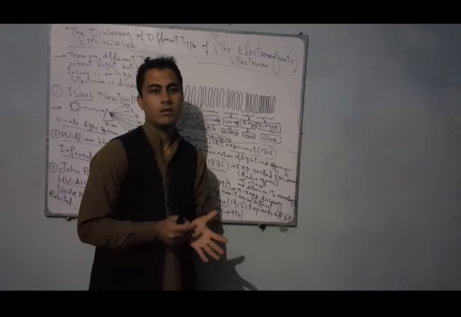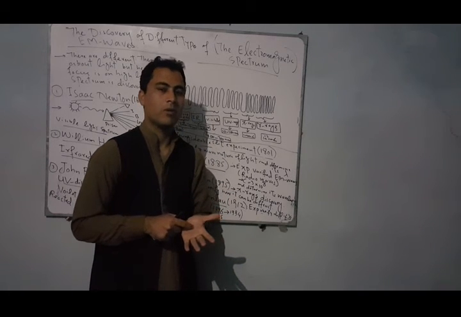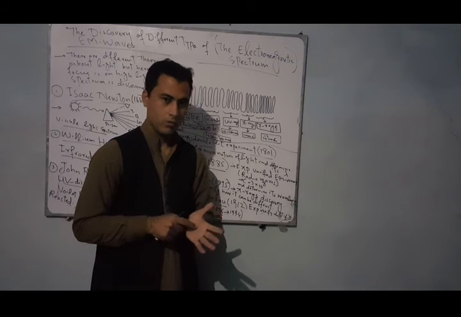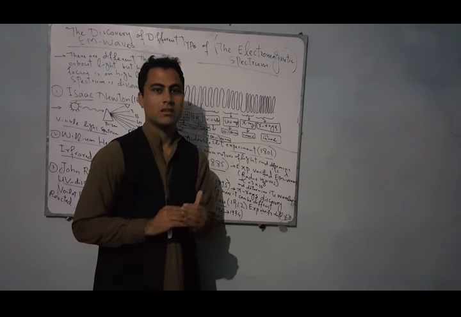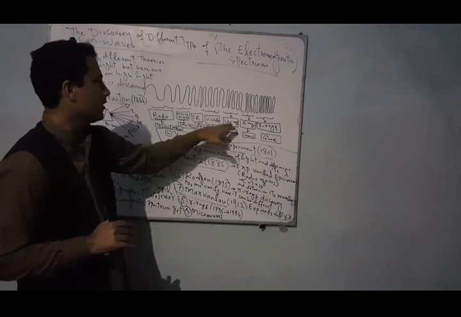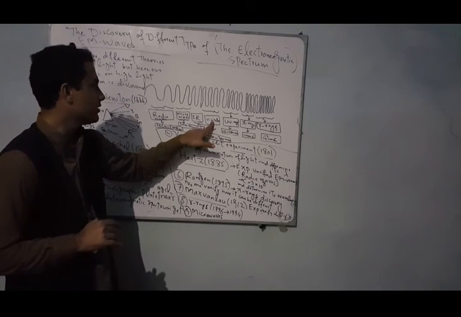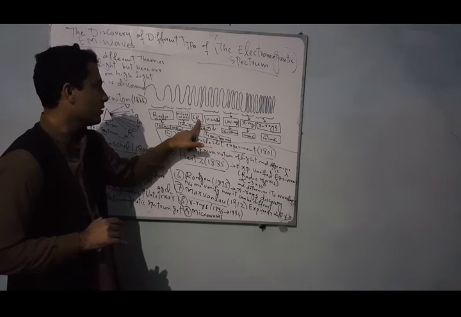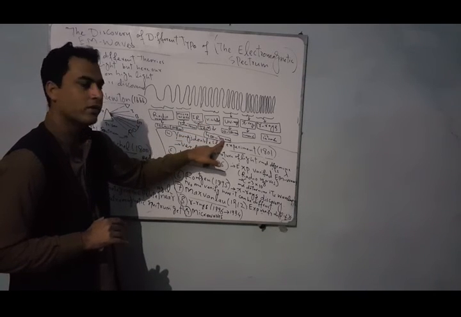So these different kinds of radiation play a very important role in our life. I hope all of you learned some basic things about the discovery of the electromagnetic spectrum. And this is the electromagnetic spectrum. First, the visible part was discovered. After that, infrared was discovered. The visible part is from 400 to 700 nanometers.